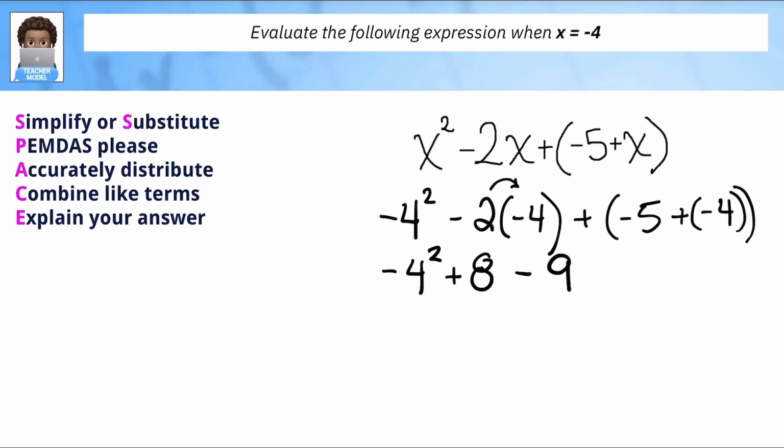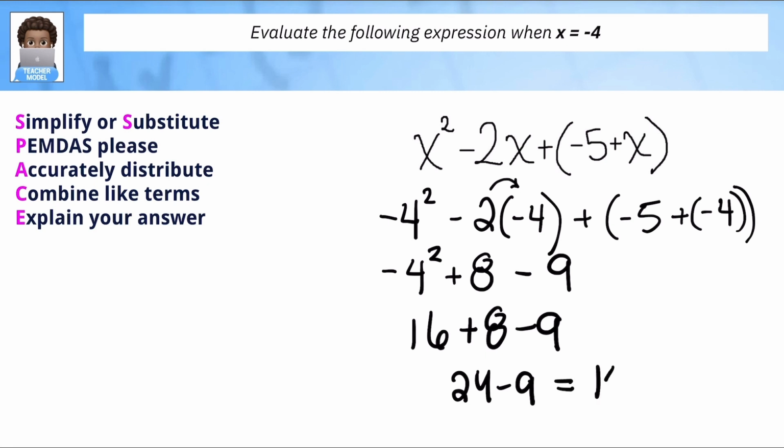All right, so parentheses done. Exponents, let's deal with that. Negative 4 squared is 16. So 16 plus 8 minus 9. And there's no multiplying or dividing, but we'll add from left to right. And this is where, again, you could use your properties on how you want to do this. I am going to add or subtract from left to right in this case. So I'm just going to get 24 minus 9, and I have 15. Now, could I use my associative property?